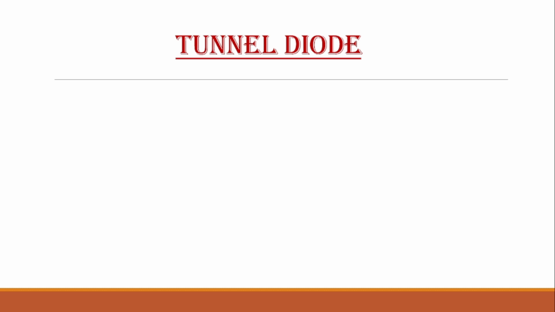As such, we know that a diode is a device or electronic component which allows current to flow in only one direction. So it is nothing but unidirectional flow of current. And if we look at the tunnel diode word, we can understand that in this diode we are going to observe a quantum mechanical phenomenon, that is tunneling. So based on the tunneling effect, this diode is named as tunnel diode.